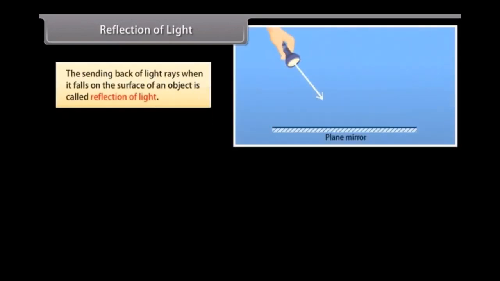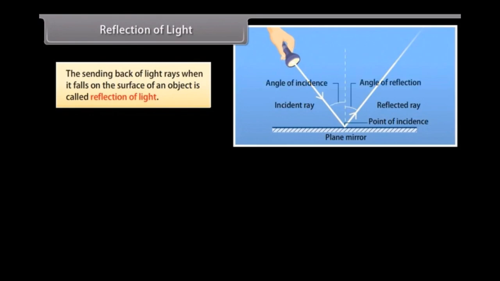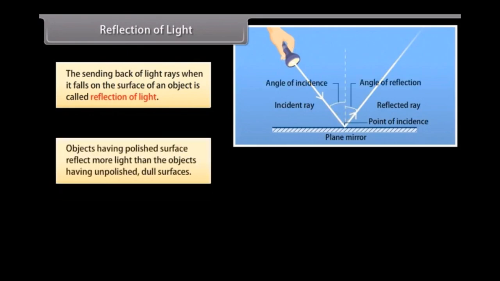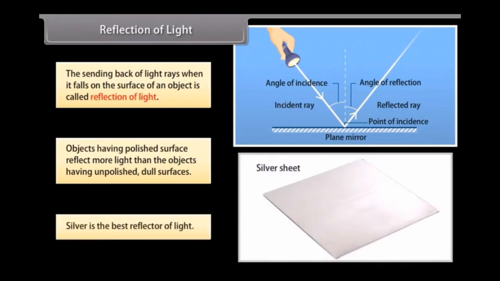Reflection of light. The sending back of light rays when it falls on the surface of an object is called reflection of light. Objects having a polished surface reflect more light than objects having unpolished, dull surfaces. Silver is the best reflector of light.